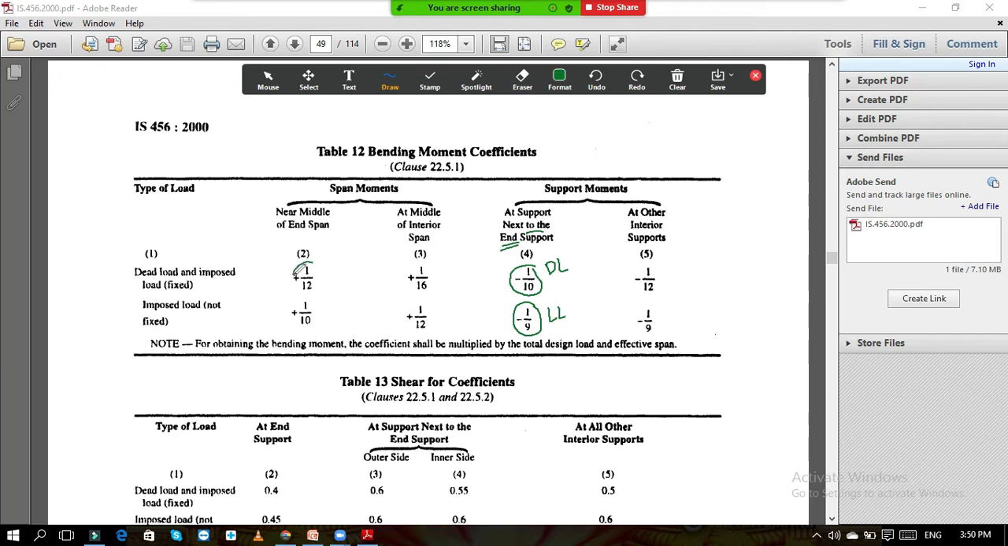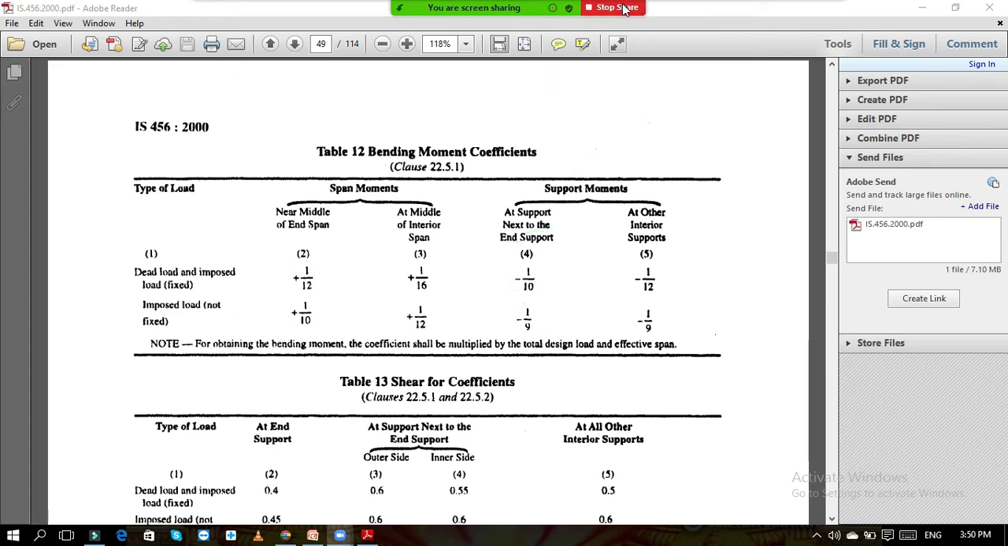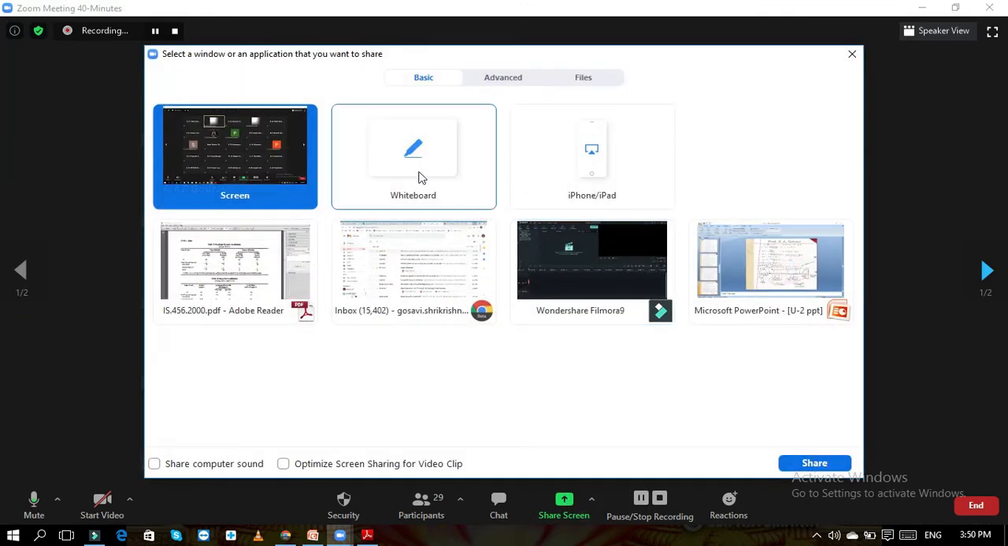Right now we have taken 1 by 12. This is for dead load, for which we have used the notation WUD, and this is for live load, WUL. Similarly, these two coefficients are also there. Just see this, so that there is no need to open the IS code again and again. Now it is minus 1 by 10 and minus 1 by 9 next to the end support. So now we will take those coefficients.